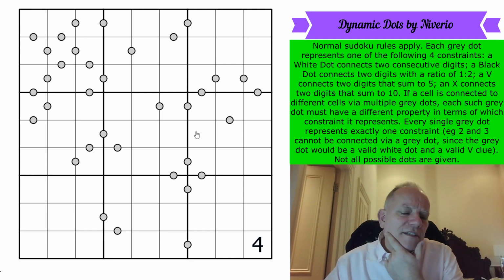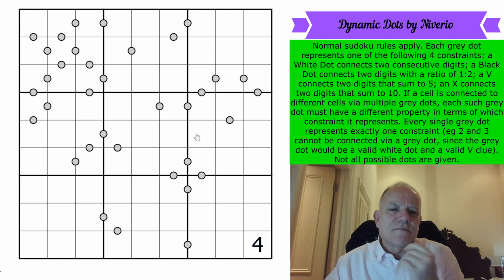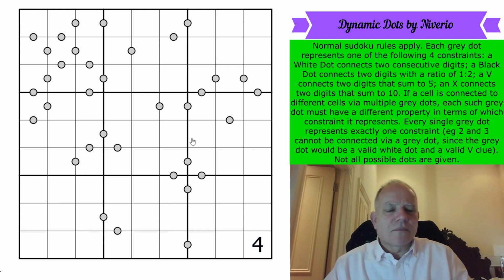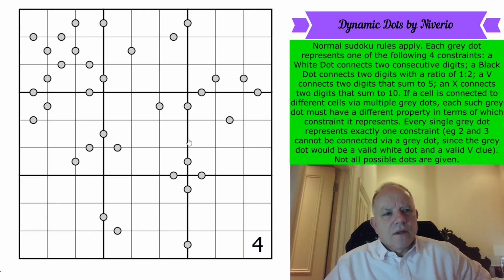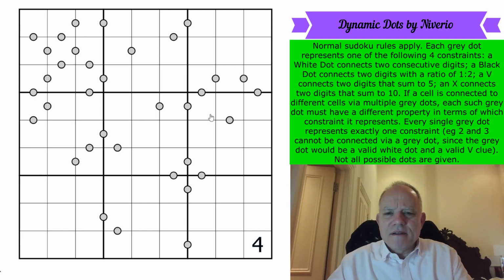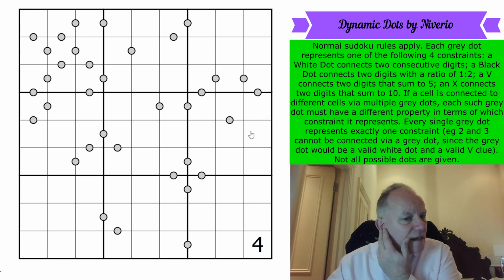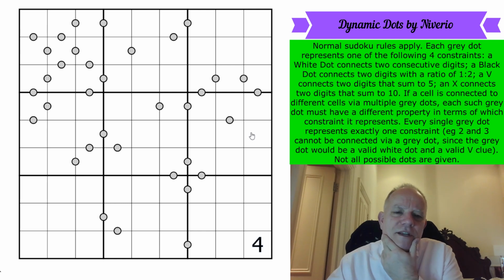It doesn't seem to apply to many of the relations, actually, because a V clue uses 2 cells of different parity. So 2 and 3 is possible. But an X clue doesn't, so you won't get 2 consecutive cells in that. And I suppose 1 and 2 would be both consecutive and a black dot. There aren't that many possibles. Not all possible dots are given is the last rule, so there's no negative constraint. I was kind of expecting there would be, actually, but there isn't. No, there probably aren't enough dots.